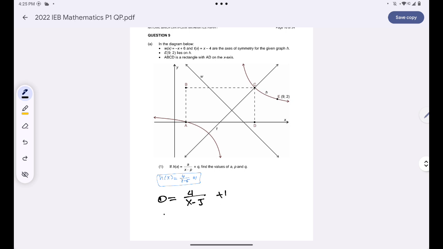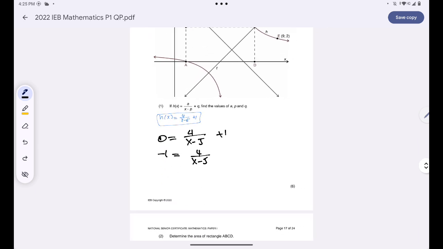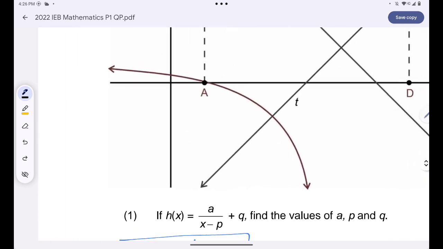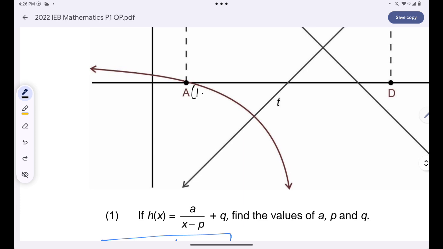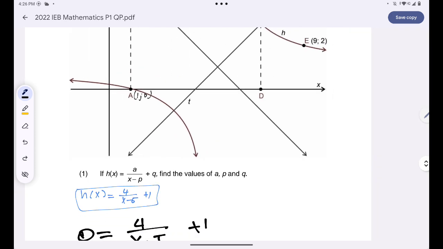Take the 1 to the other side. I'll have negative 1 is equal to 4 over x minus 5. And multiply both sides by the LCD. Negative x plus 5 is equal to 4. Then negative x is equal to negative 1. Then x is 1. Okay, I now know that the coordinates of A are 1 and 0.